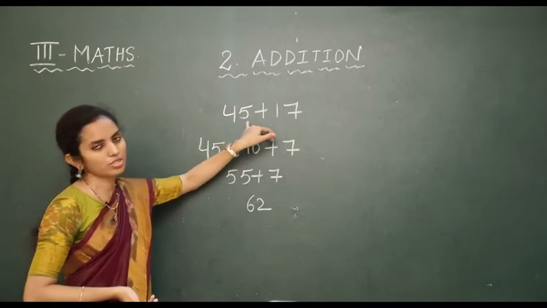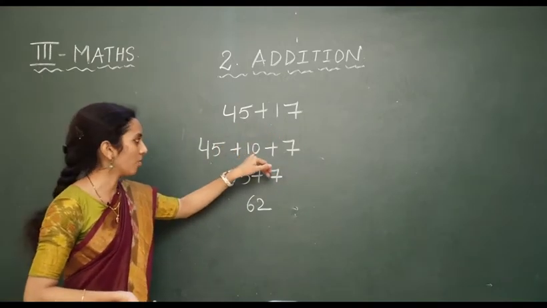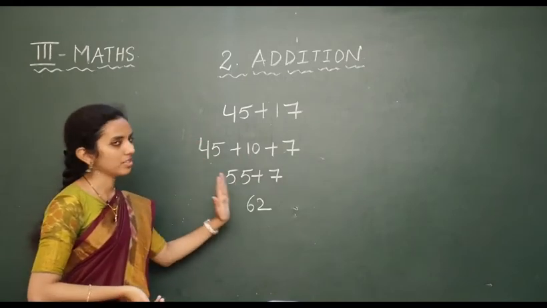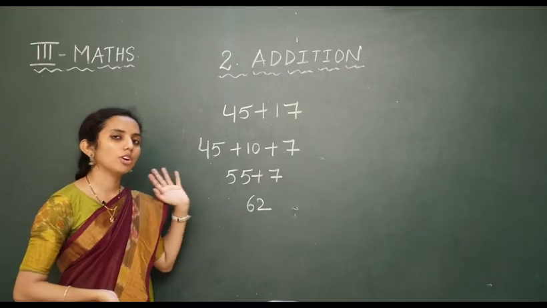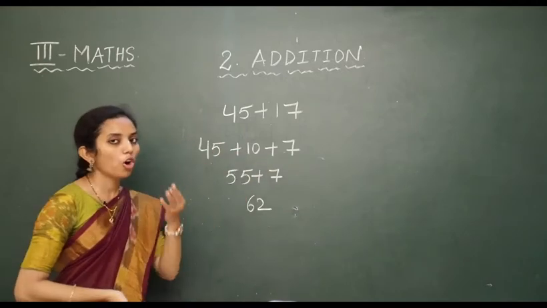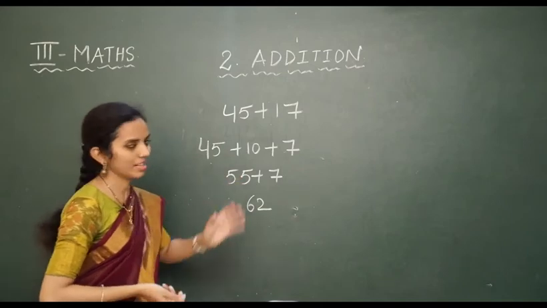If we want, we can also write 45 in counting numbers, that is 17 we keep as it is, and 10 plus 10 plus 10 plus 5, that also we can do, but as the number is smaller, I have split it this way. Hope you will be able to do this addition.